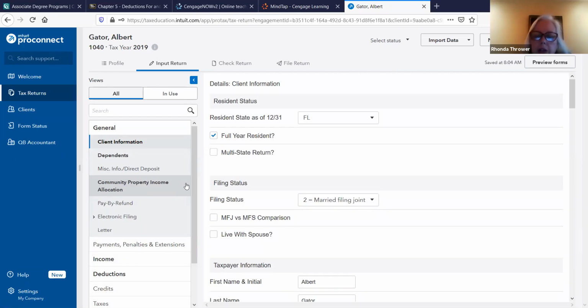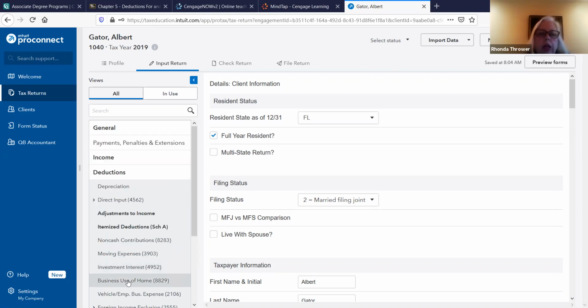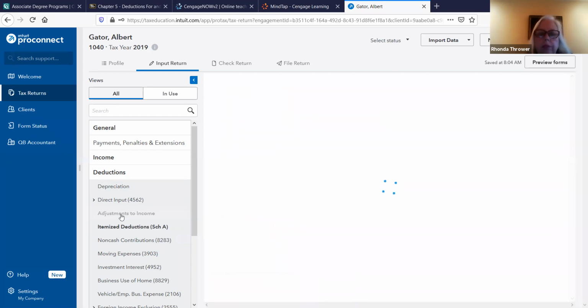For today in chapter 5, we're going to learn how to do itemized deductions, and we're also going to learn to adjust some of your income. So when you get to this menu, you want to click on deductions. First, we're going to click on adjustments to income and do it first, because under deductions, we haven't talked about depreciation yet. So we're going to go straight to adjustments to income. I'm going to click on that.